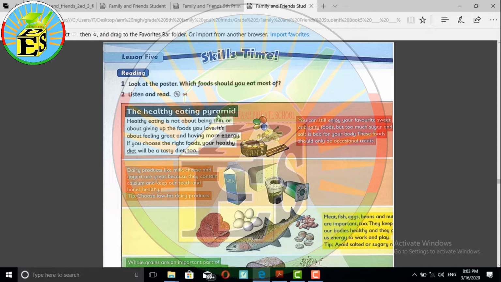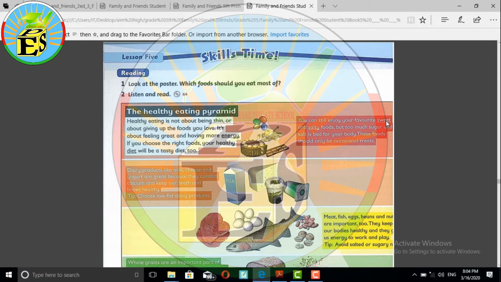The Healthy Eating Pyramid. This is the title. Healthy eating is not about being thin or about giving up the foods you love. It's about feeling great and having more energy. If you choose the right foods, your healthy diet will be a tasty diet too. Second part, you can still enjoy your favorite sweet and salty foods.